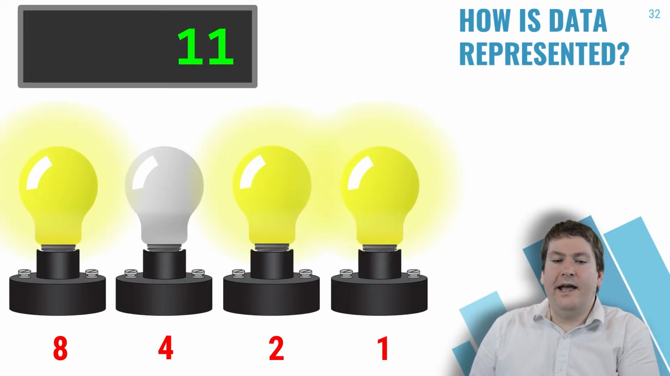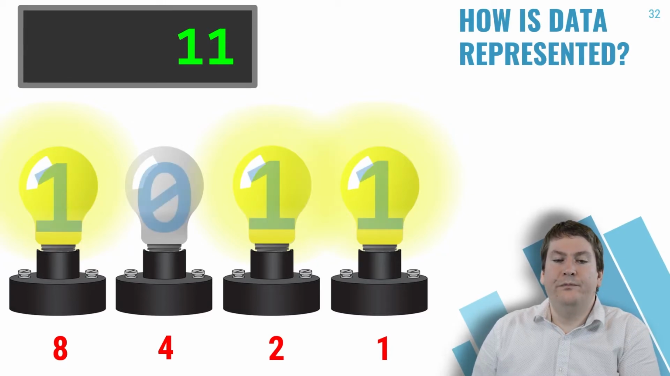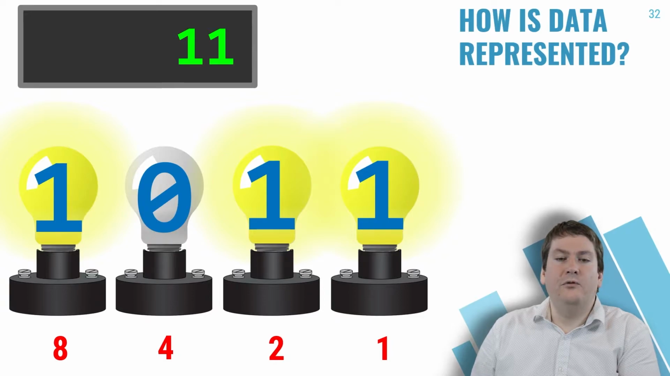So let's look at this again, but overlay those zeros and ones. So here we see the number 11: the 8, the 2, and the 1. All the lights that are on would be 1s, and all the lights that are off would be 0s. So a 1 means that you add that number, and a 0 means you ignore it. So to get 11, we added 8 plus 2 plus 1.